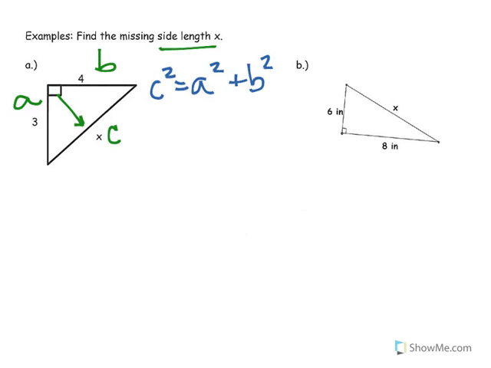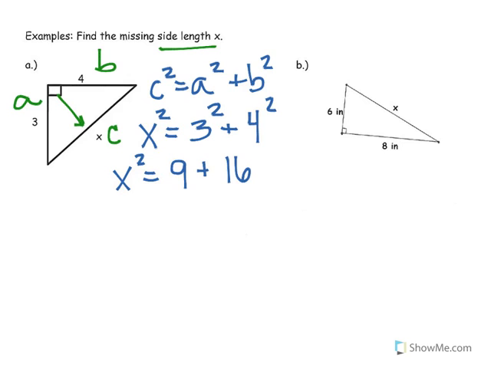And now, what can I plug in for c? Well, c is x, so that's going to be x squared. That's going to equal a squared, which is 3, so 3 squared, plus b squared, b is 4, so plus 4 squared. Simplifying this, remember that exponents come before addition, so I have to do 3 squared, 3 times 3 is 9, plus 4 squared, 4 times 4 is 16. Now I can add these two together, and I can say that x squared is going to equal 25.